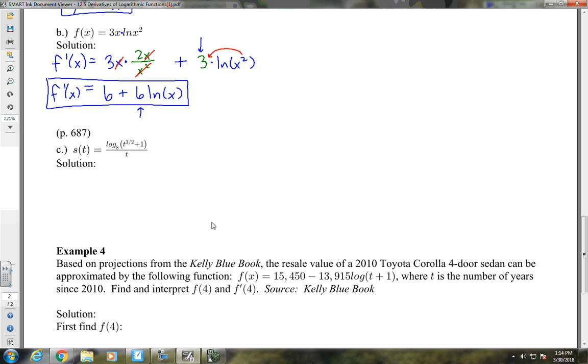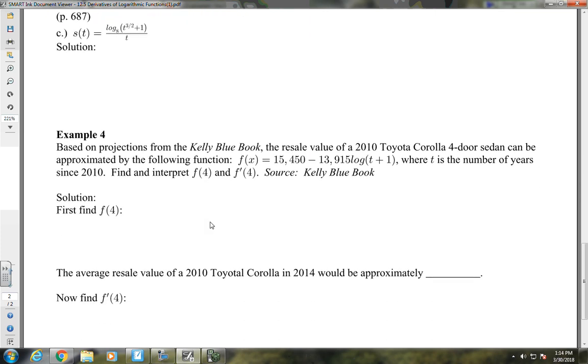Our last example for this video is example C. Notice on this one we're going to have to deal with a log with a base other than e in addition to the quotient rule. So lots of things to think about. Let's begin by applying our quotient rule.